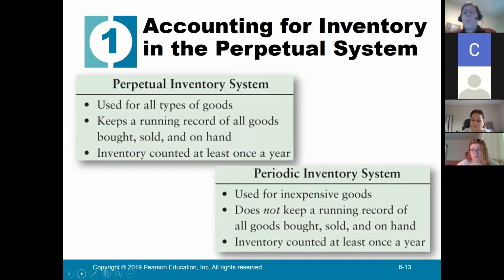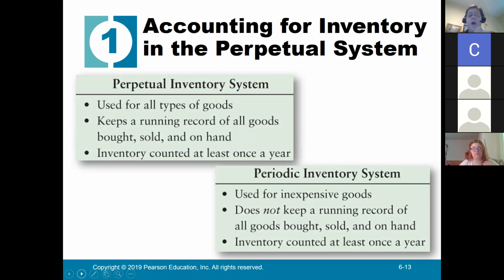So we are going to learn a perpetual system. And what that means is that we are going to keep track perpetually, meaning every day, of how much inventory we have. We're going to now track how many units we have and what their costs are, so that at any given time, our inventory on our balance sheet or in our computer system will reflect what's on our shelves. You can see why that would be important. You'd want to know how much inventory you have on your shelf.